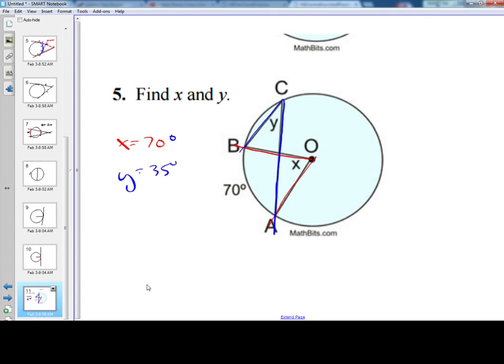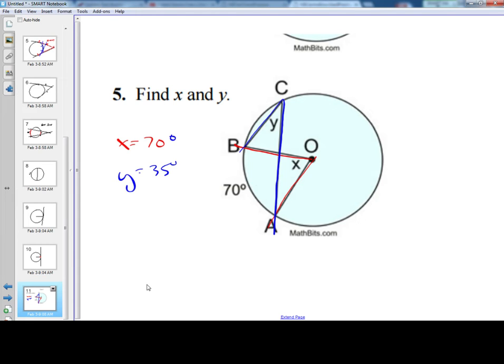X is a central angle, so it's going to be the same as the arc. That's why X is 70. Y is an inscribed angle. See how the vertex is on the circle? That angle will be half of its arc. So half of 70 is 35. That's it.